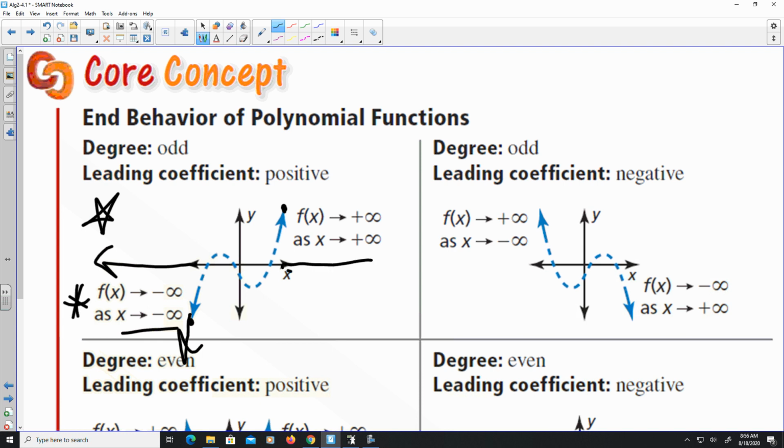Coincide as X is getting larger and larger in a positive sense, f of x is also getting larger and larger. That's why it's rising. So f of x or y is going to positive infinity.